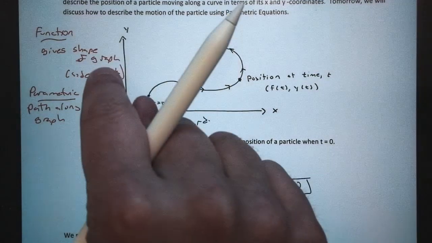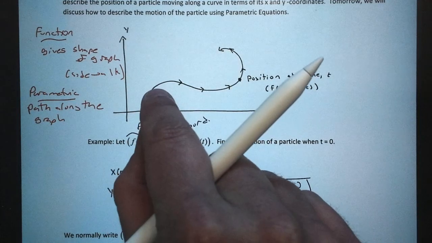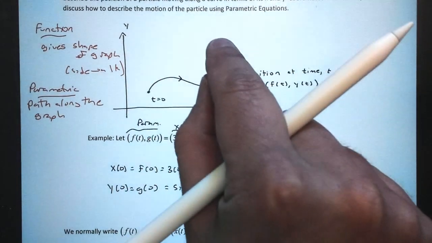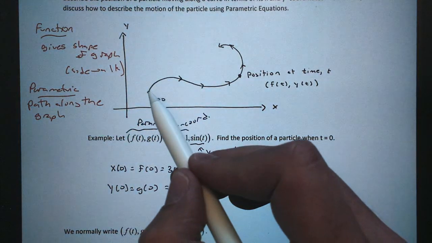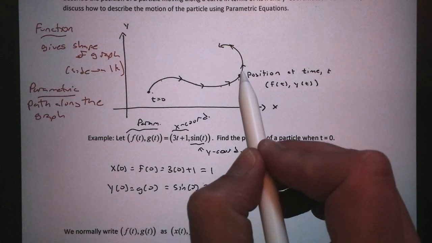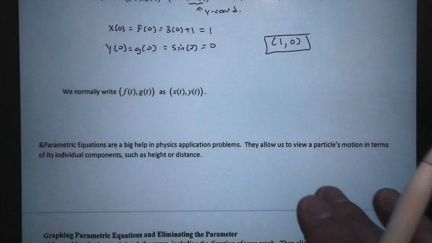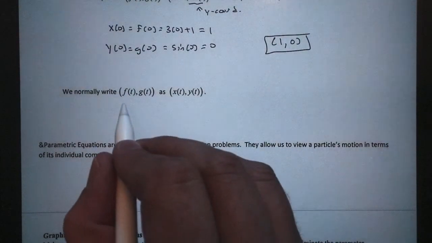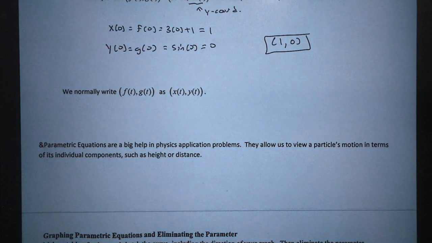So a function and a parametric are going to be the same thing, but think of it like this. If you look at the graph right here, you can see the sidewalk. But let's say you couldn't see the sidewalk. You can only see the person walking along that sidewalk at various points. That's a parametric, and you can plot out those points. Like I said earlier, normally we'll write f of t, g of t as x of t, y of t, just to make it a little simpler for us.